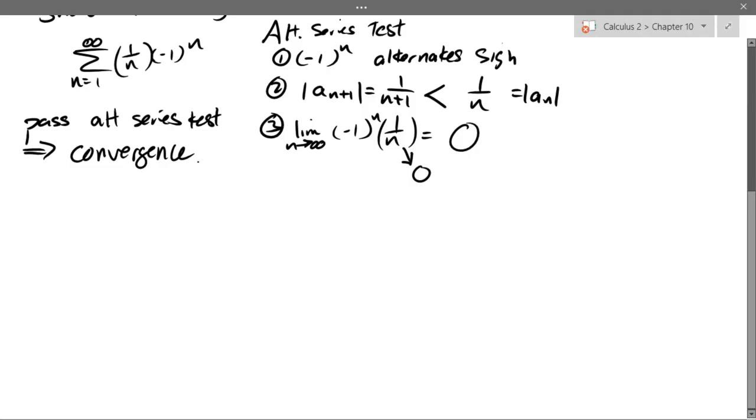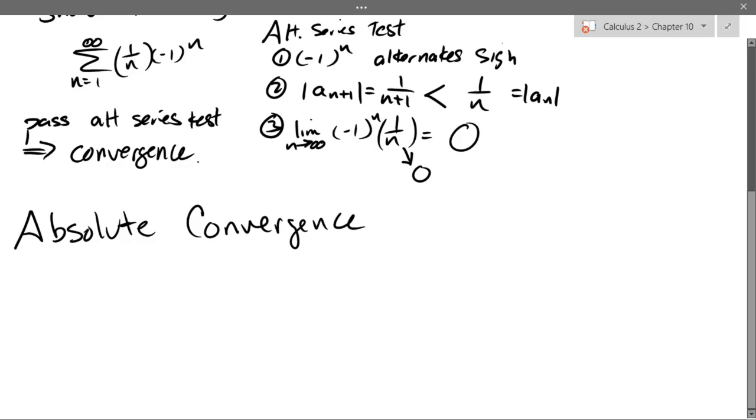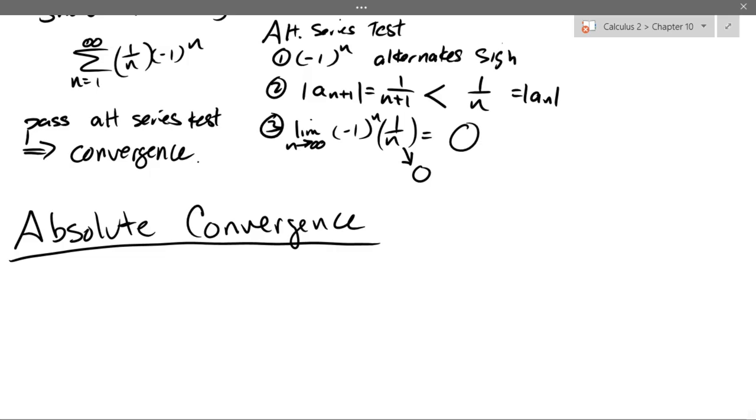Is absolute convergence. So absolute convergence does refer to absolute value. It doesn't refer to absolute value of the sum. It refers to absolute value of each individual term. So if any of them were negative, you just force them all to be positive.